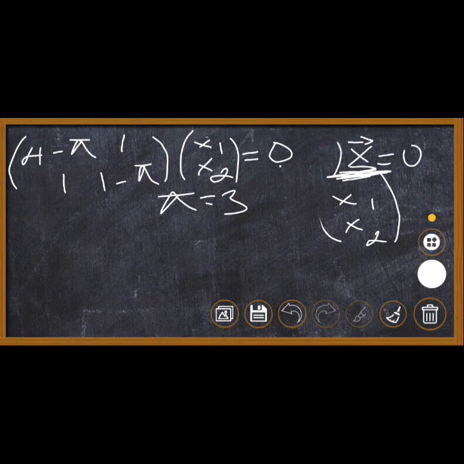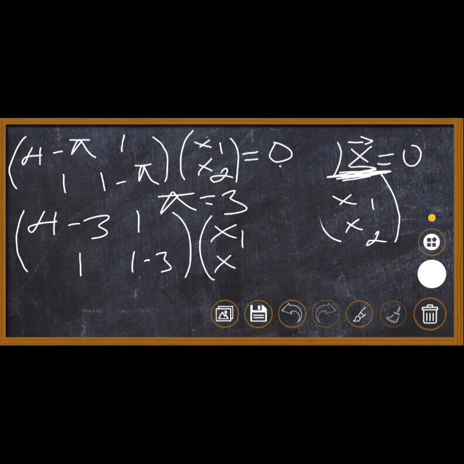Since we have the value in this case, we are going to have 4 minus 3, and then 1, 1, 1 minus 3. Remember here we have x1 and x2, equals to 0. We can simplify this further. What is 4 subtract 3? It's 1. Down there we have 1, top here we have 1. Then what is 1 subtract 3? It's negative 2. And then here we have our x1 and our x2.